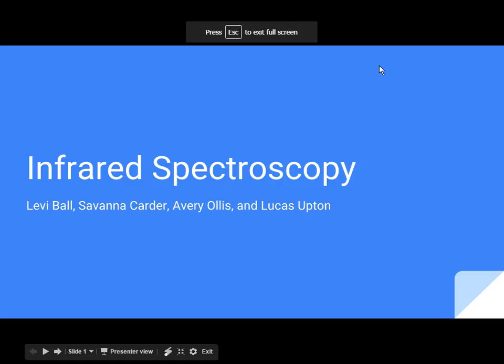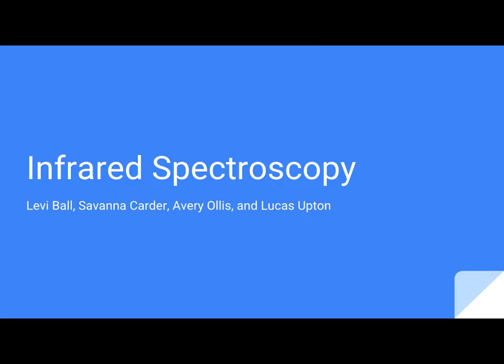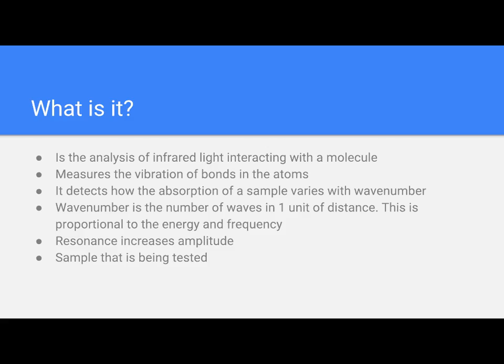All right, this is new information. This has never been seen before. We had infrared spectroscopy. It's the analysis of infrared light interacting with the molecule. It pretty much just vibrates the bonds inside the molecule. It detects the absorption of various samples with the wave number. The wave number is the number of waves per unit distance, and it's proportional to energy and frequency.